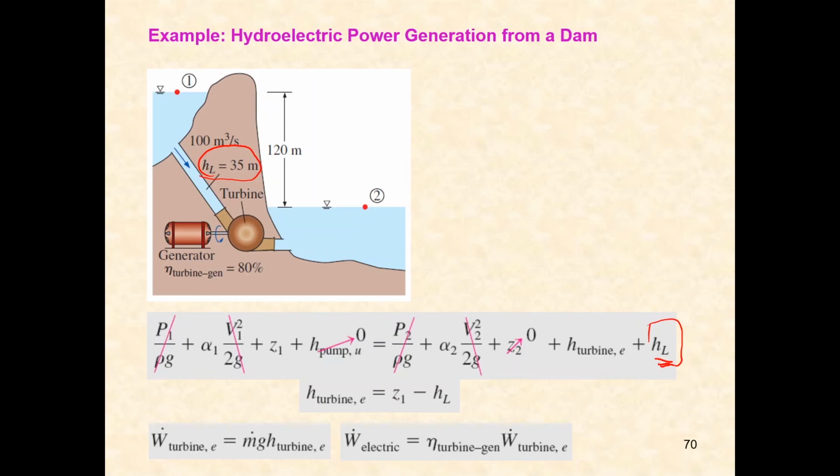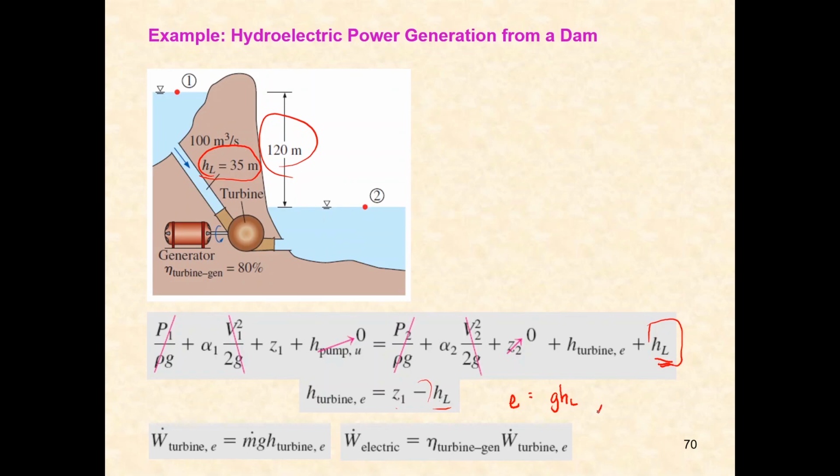We know that the pressure at these 2 points is the same, atmospheric pressure, and the velocity is negligible because of the huge cross-sectional area, and the height is 120 meter, which is the difference between Z1 and Z2. So basically the energy being extracted by the turbine is mainly due to the difference in elevations, and there will be some reduction due to the head loss. As we know, this is only the head, so when we want to change into energy, we multiply with gravitational acceleration, and this will give you the energy.